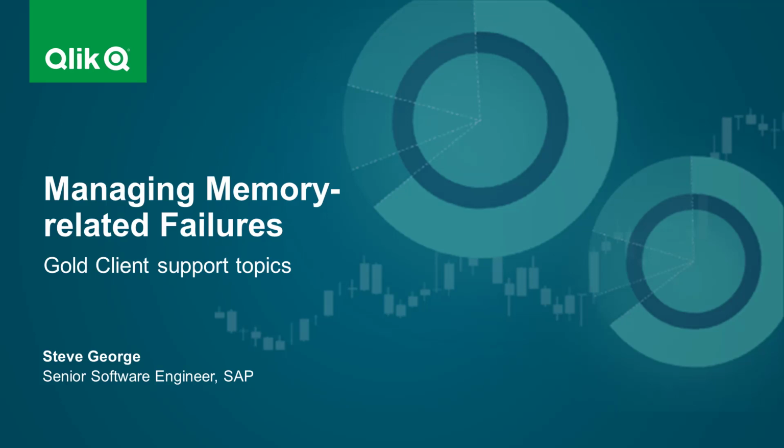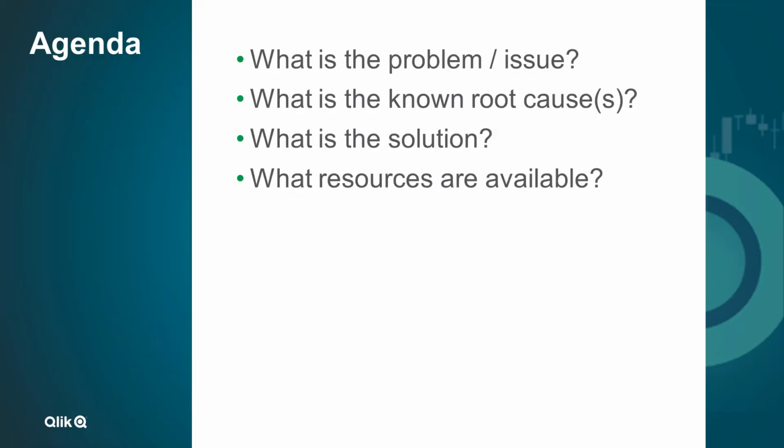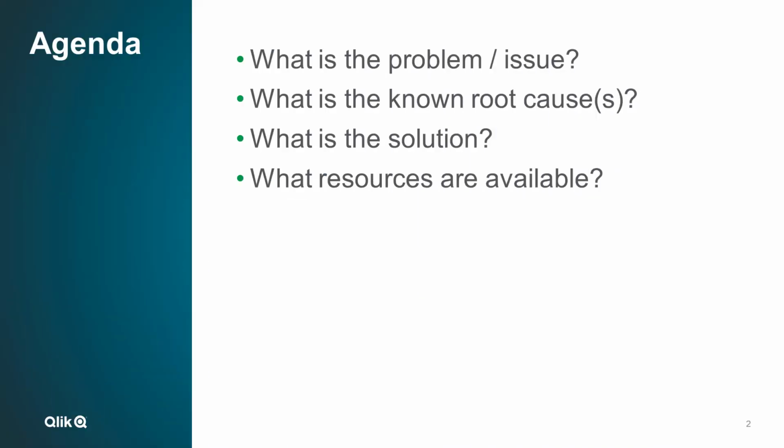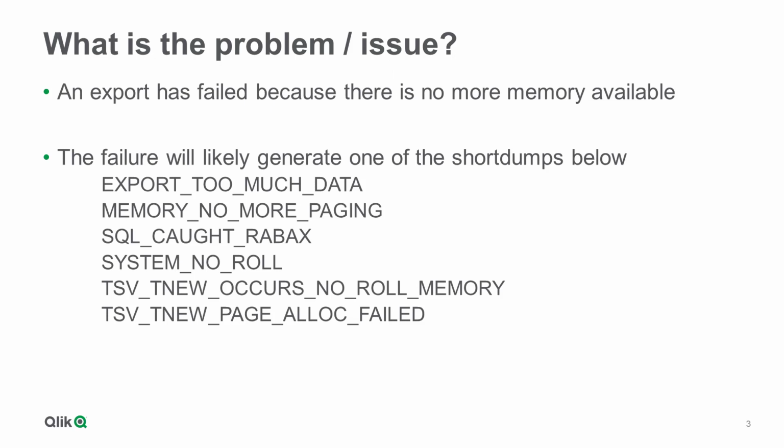In this short video, I want to share content about what actions can be taken when an export fails due to memory. The agenda will consist of these items: what is the problem, the root cause, the solution, and available resources. The problem is that exports may fail because there is no more memory available. The failure will likely generate one of the short dumps listed below, but others are possible.